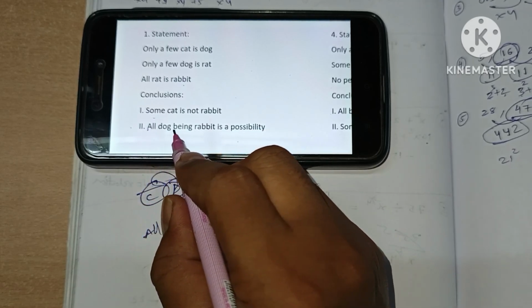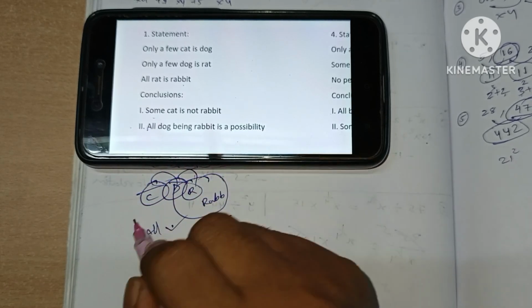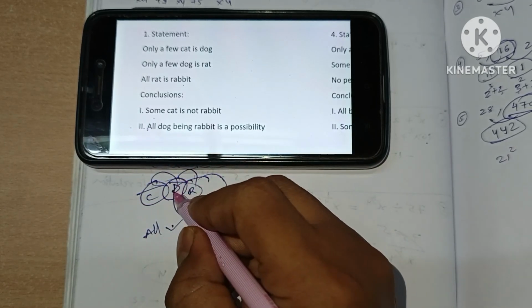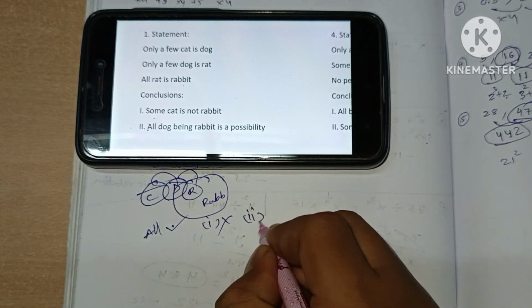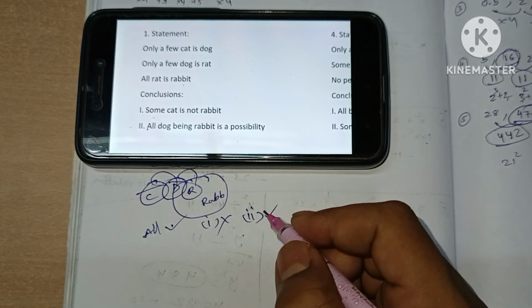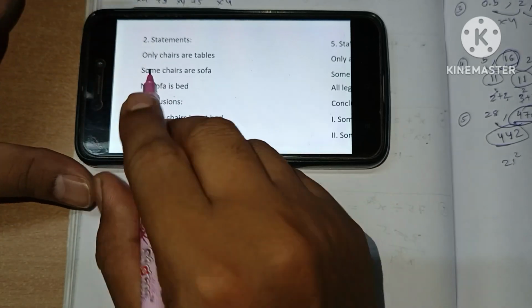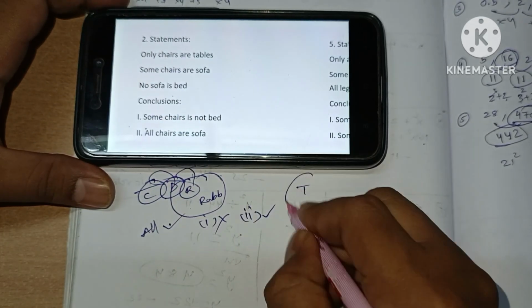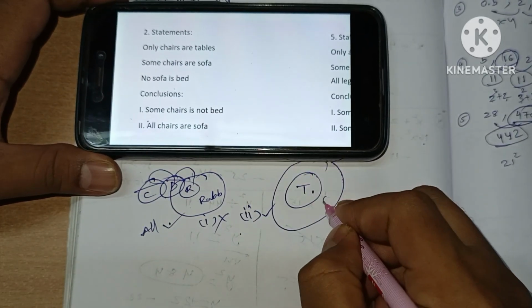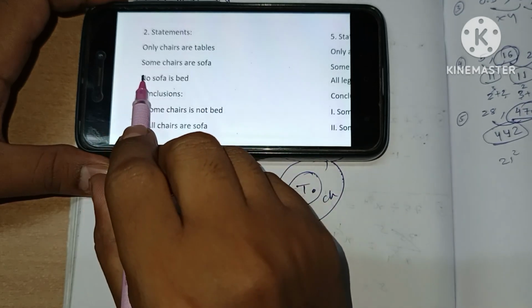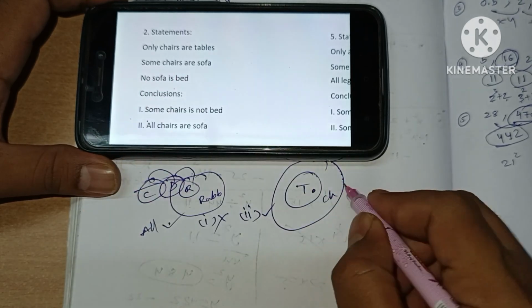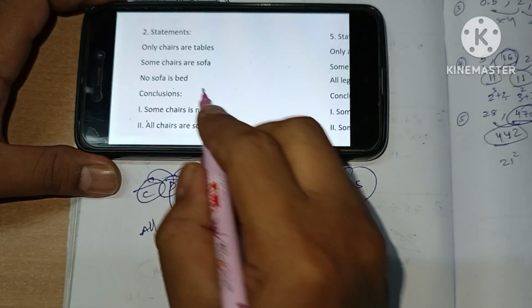Next, all dog being rabbit is a possibility. All dog can be placed inside rabbit. Yes, it is possible. The second conclusion will be true. Next, second question, only chairs are tables. So tables is inside chairs, and table doesn't share with anything except the chairs. Some chairs are sofa, no sofa is bed.